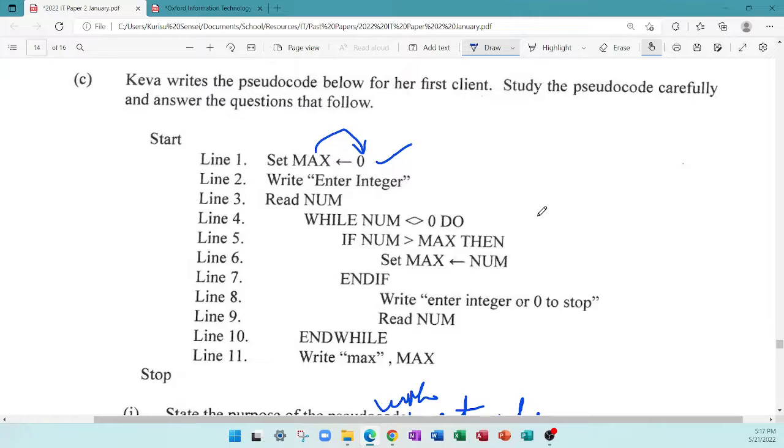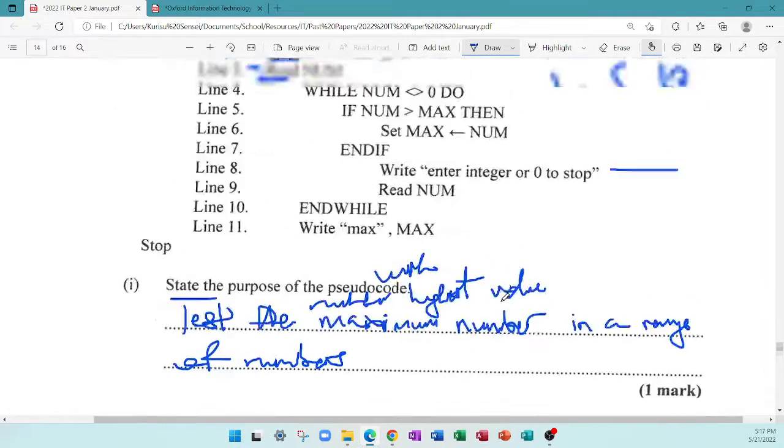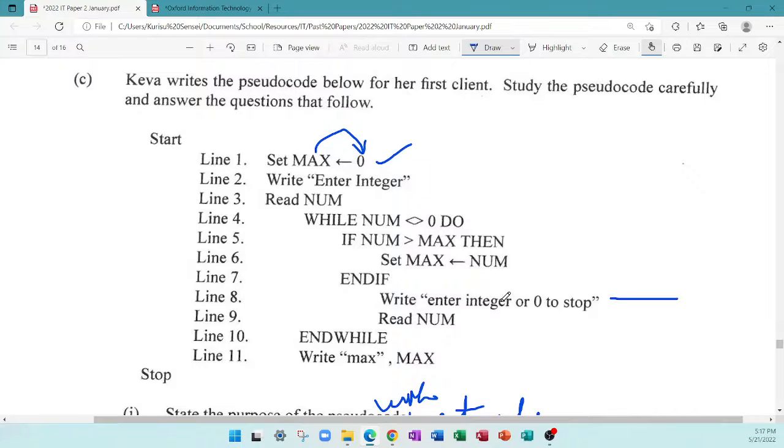Sir, write integer or 0 to stop, that's line if. Good. So that's the second output. So what's the purpose of that? Is that the question? To know for the user to decide if they want to continue the loop or to end the loop. Anybody else? Agree, disagree?